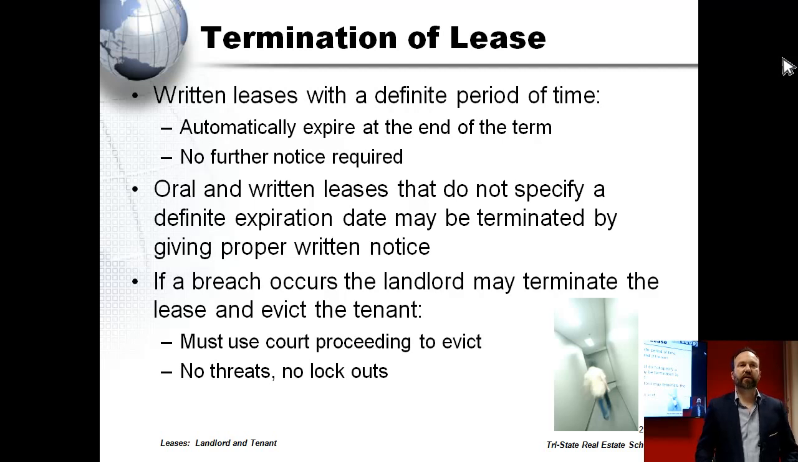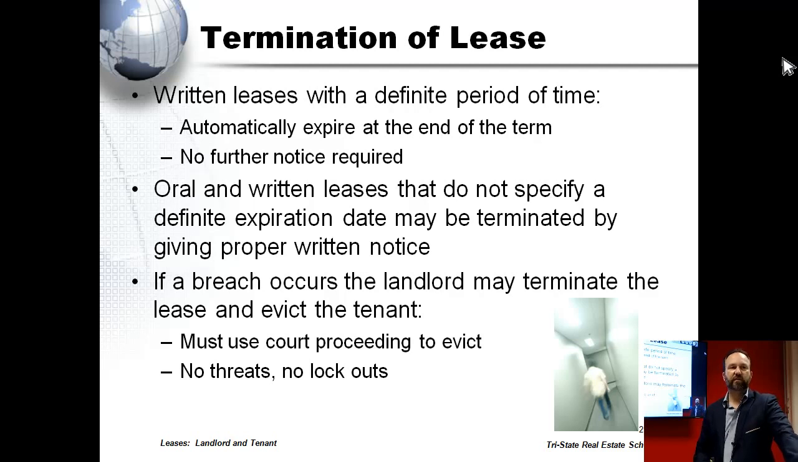So written leases with a defined period of time automatically expire at the end of the term. No further notice is needed. So, again, January 1st to December 31st, that's the end of it. The tenant does not need to give notice. Oral or written leases that do not specify a definite expiration date may be terminated by either party with proper notice. Again, if it's month to month, you would give them 30-day notice. Week to week, give them a week's notice.